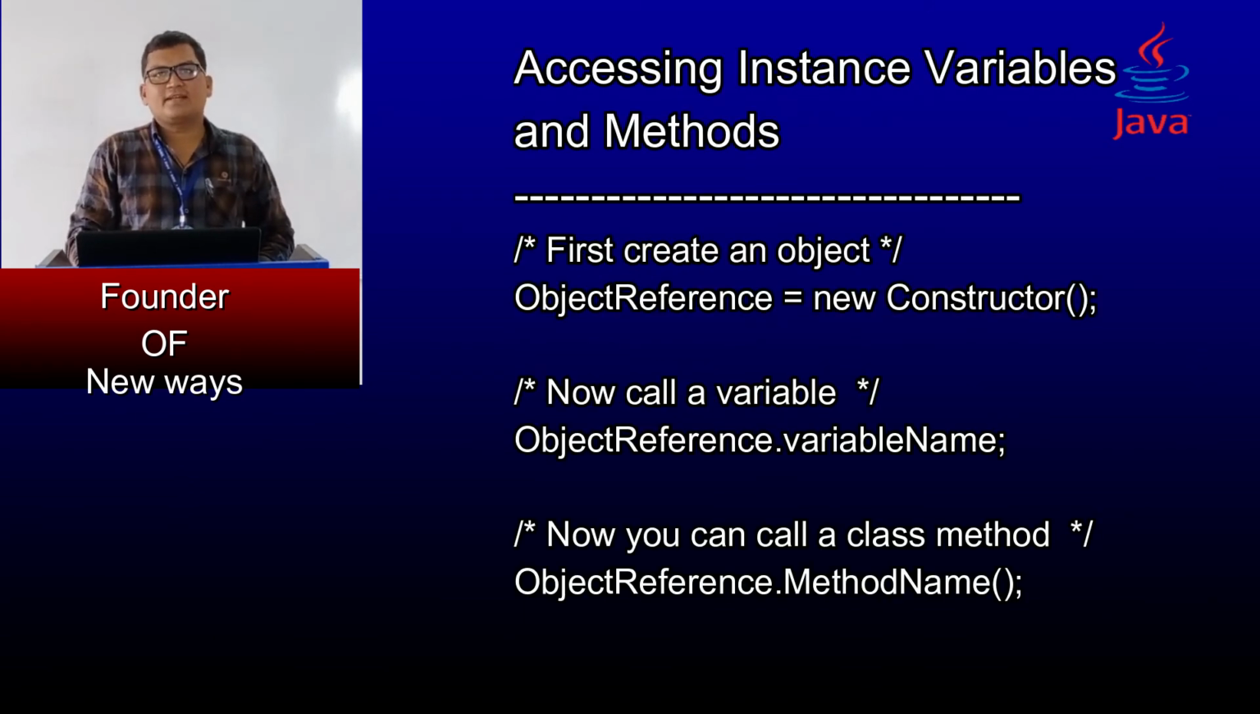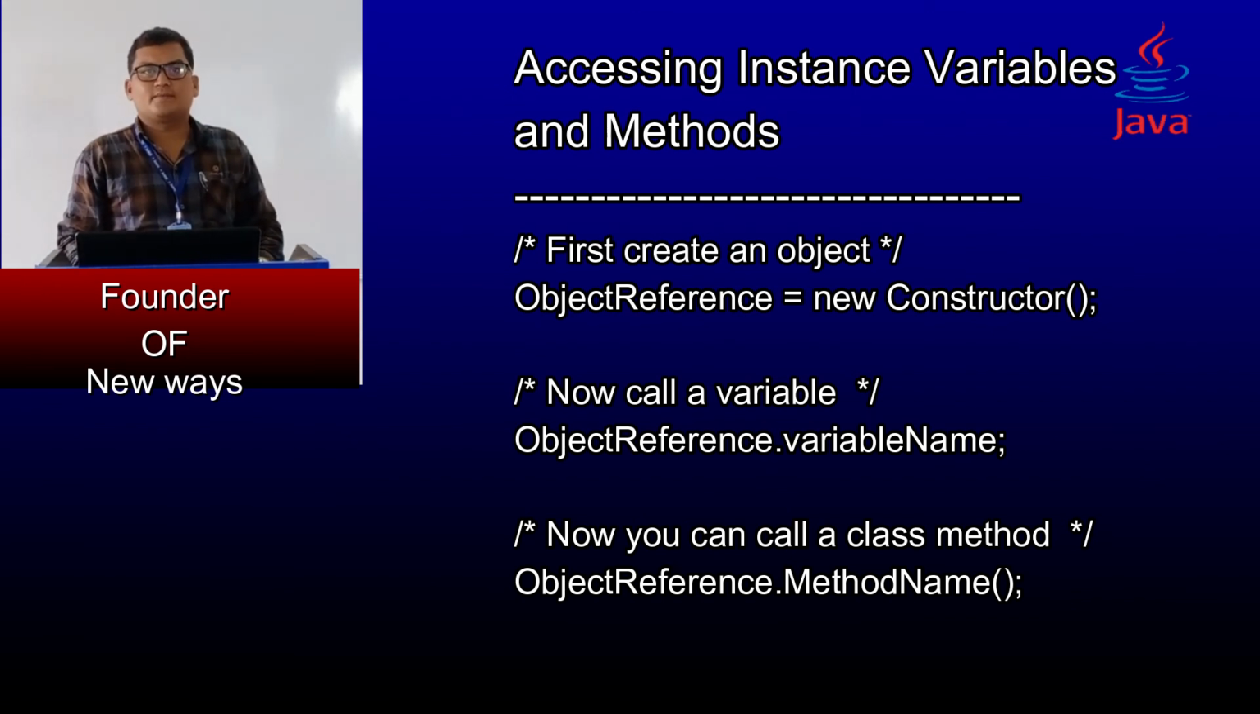Okay, next topic is accessing instance variables and methods. Instance variables and methods are accessed via a created object. To access an instance variable, following is the fully qualified path. You can see here, first create an object, after that call a variable as follows, then you can call a class method as follows. Okay, you can see an example. This example explains how to access instance variables and methods in Java.